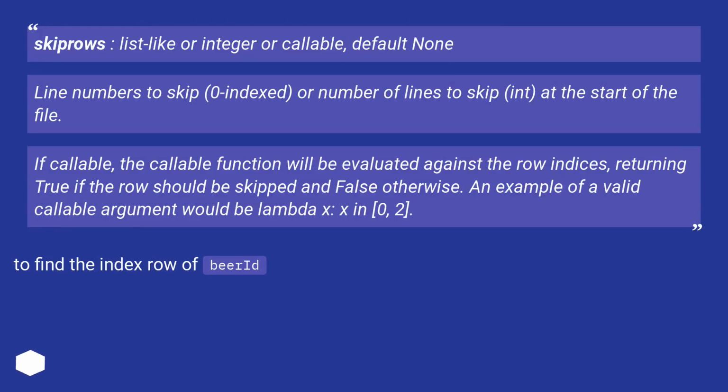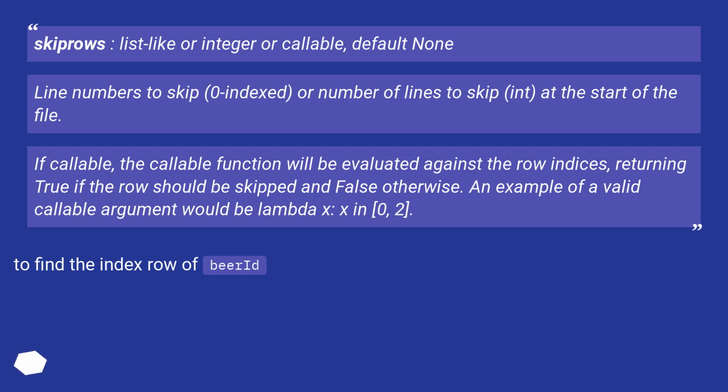skiprows: list-like, integer or callable, default None. Line numbers to skip, 0-indexed, or number of lines to skip (int) at the start of the file. If callable, the callable function will be evaluated against the row indices, returning True if the row should be skipped and False otherwise. An example of a valid callable argument would be lambda x: x in [0, 2].